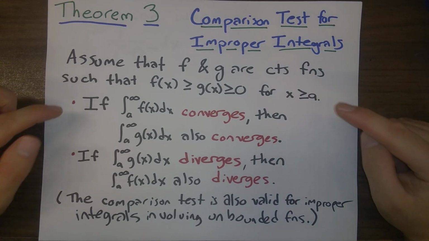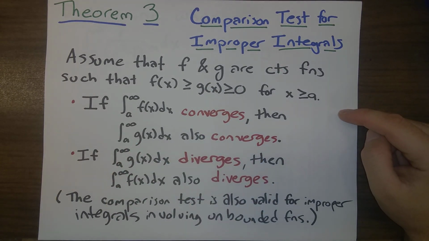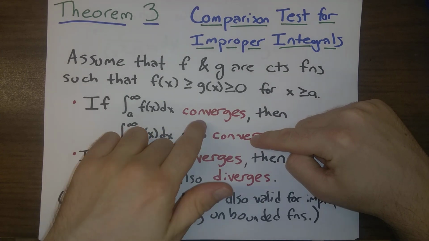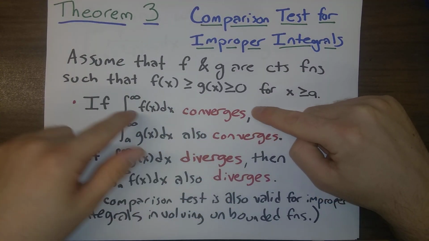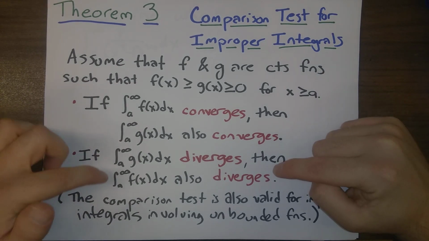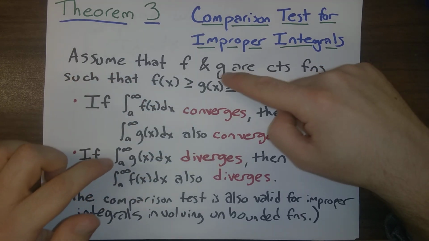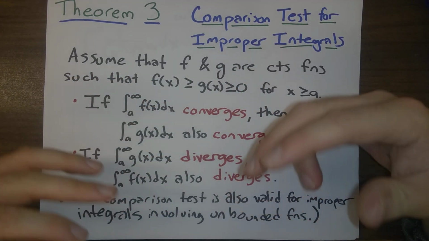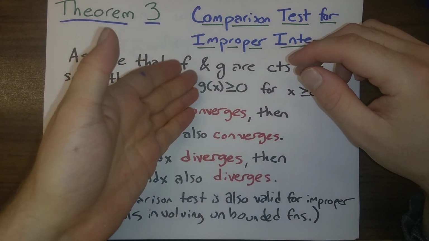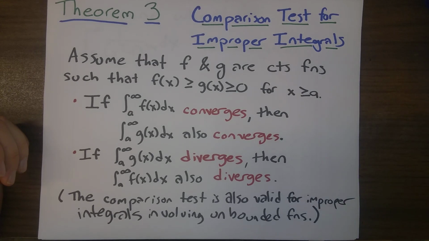What's going on here? Note that f of x is always greater than or equal to g of x. So in this first case, g of x is smaller than something that converges, so it's also going to converge. In the other case, f of x is bigger. Sorry, I shouldn't say g of x diverges. The integral of g of x diverges. f of x is bigger than g of x, so it also diverges.